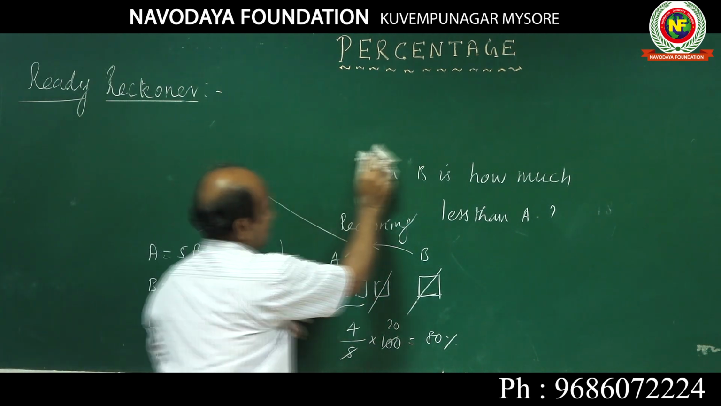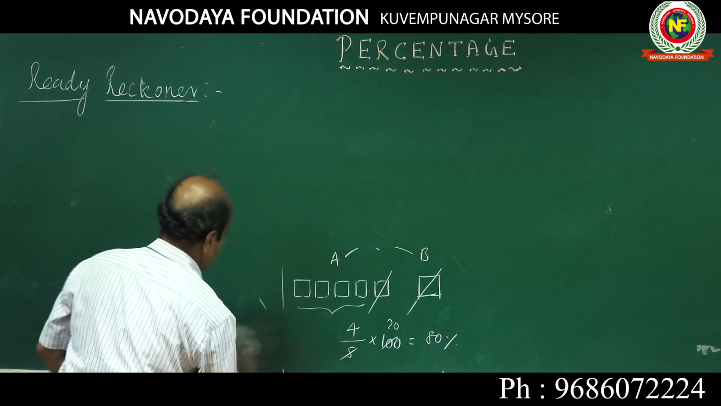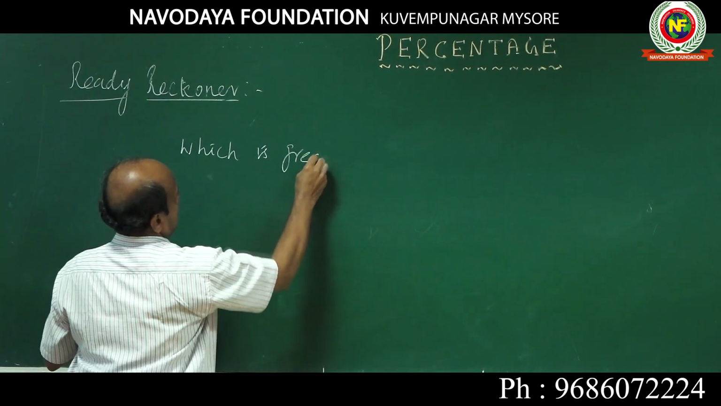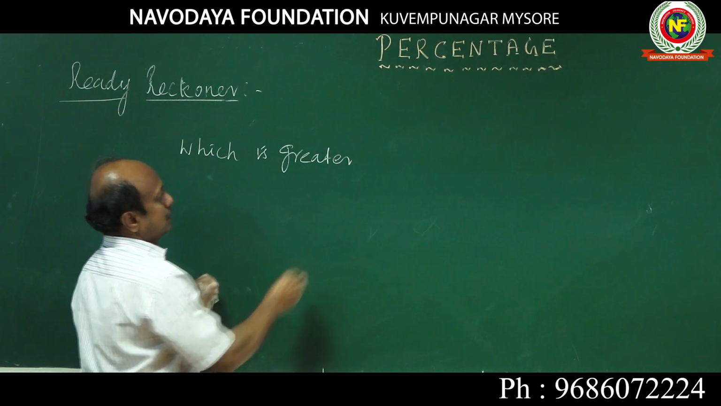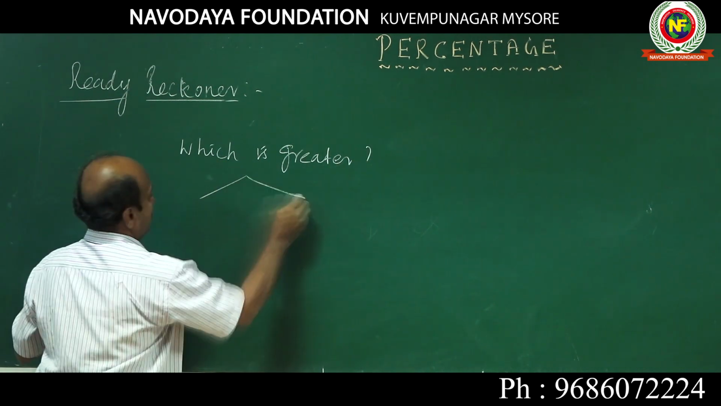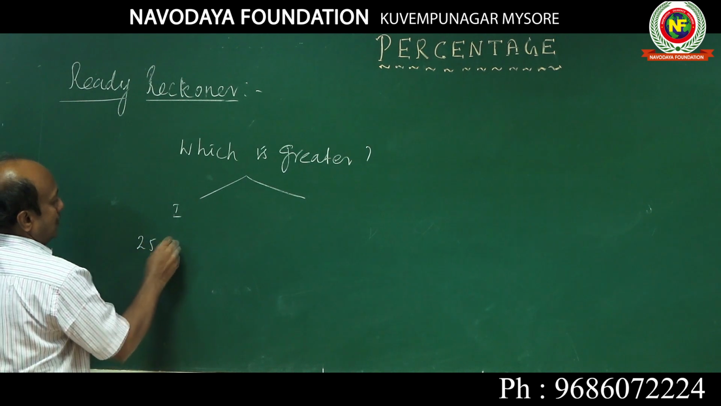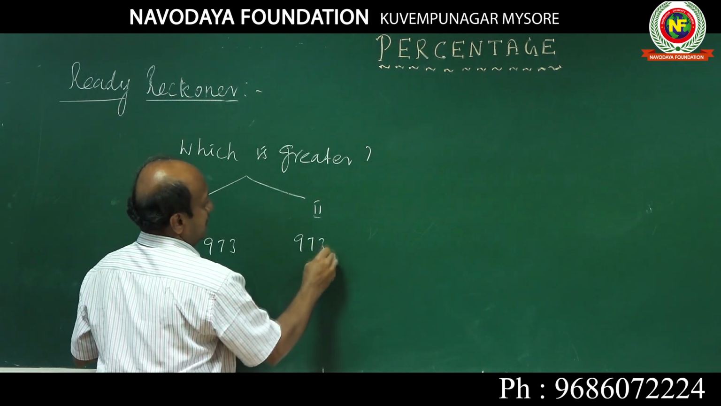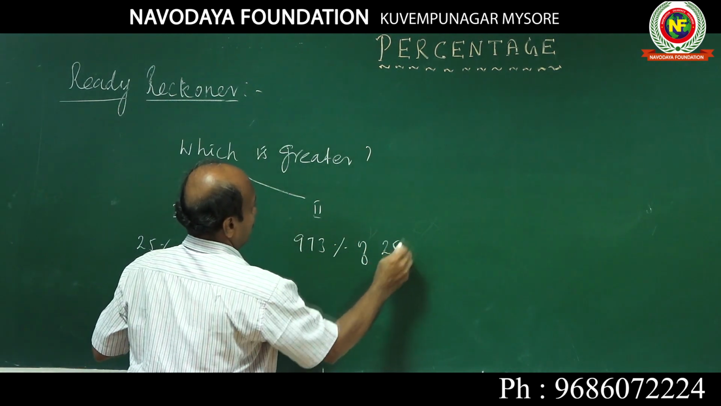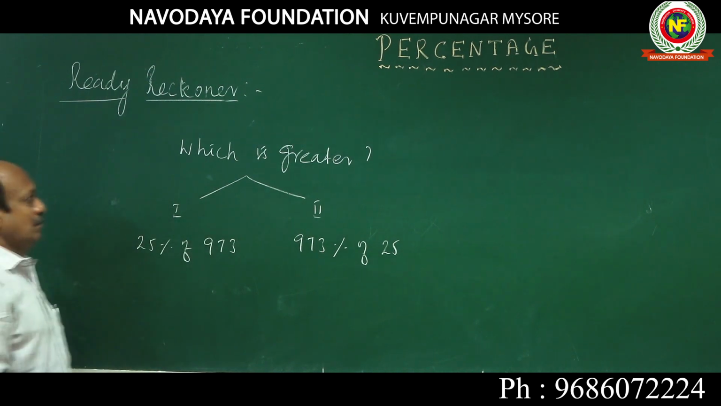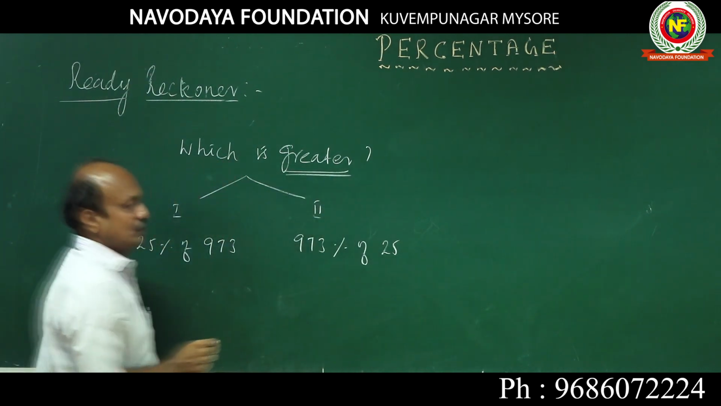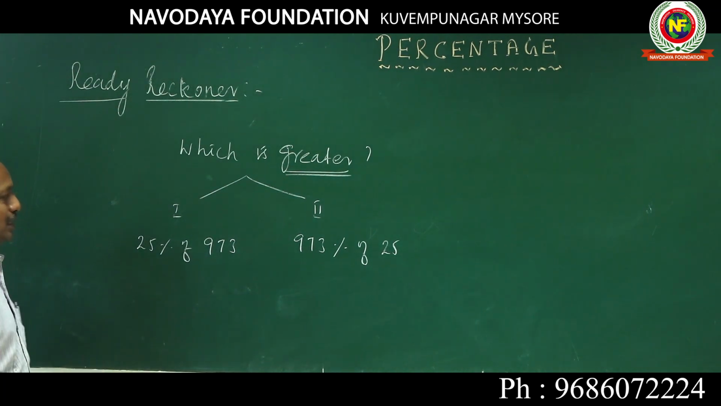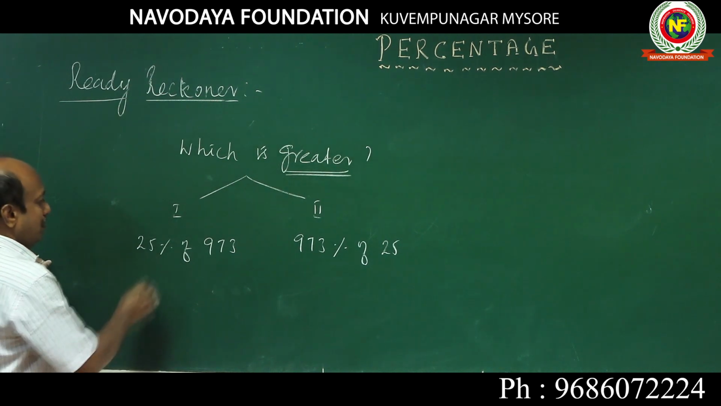The next question is, which is greater? Two things are given. First one, for example, 25% of 973. Second one, 973% of 25. The question is given tricky, which is greater. Most of the students used to come to the conclusion, one should be greater, another one should be naturally lesser. But let us see whether it is greater or lesser, or both are equal.